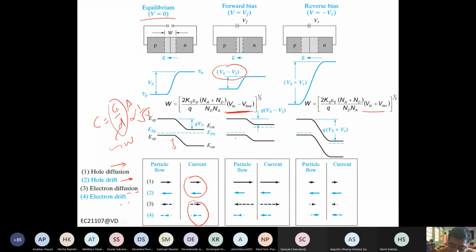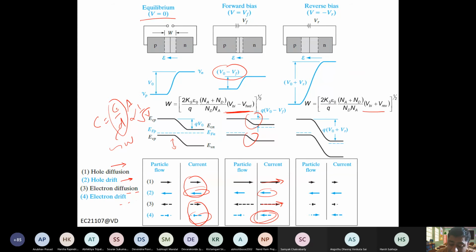Now in forward bias, what happens? The barriers are lowered, so both electron and hole diffusion will increase, right? So the electron diffusion current and hole diffusion current have increased. What about the drift? Now drift is arising from the minority carriers, right? So it remains almost unchanged because these carriers are very few there. Again, the field is reduced slightly, but not much. So the drift current is more or less constant. It does not change. So only the diffusion current will increase in forward bias.